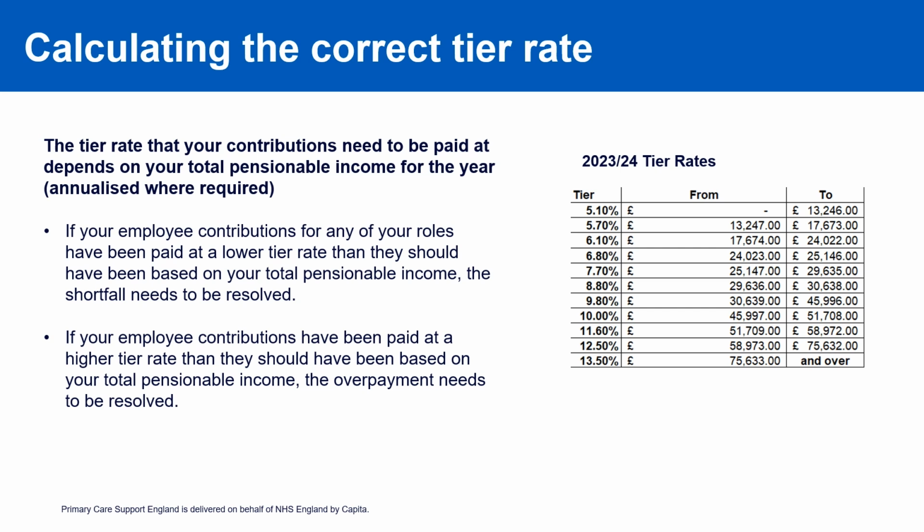If a tier rate has been applied incorrectly, so if it has been a higher tier rate than you should have been on, then there will be an overpayment that needs to be resolved, and if the employee contributions for any of the roles have been paid at a lower tier rate than they should have been, then that means that there will be a shortfall that needs to be resolved.